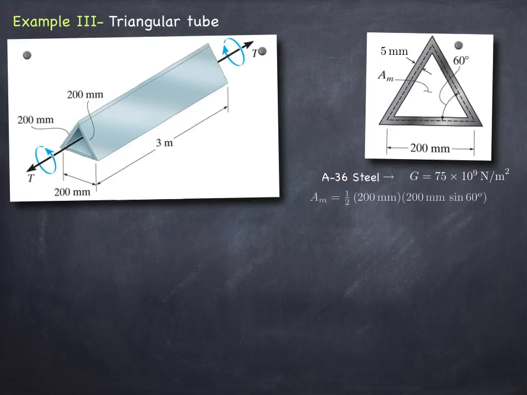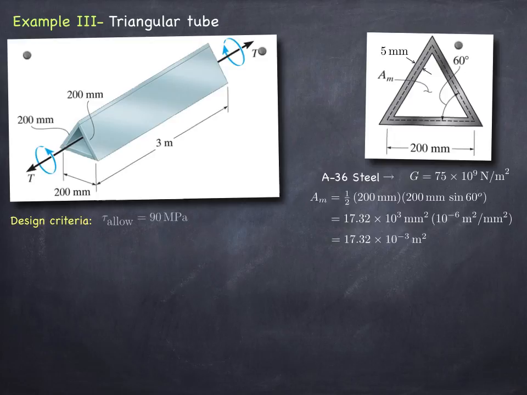We need to compute the median area, which is simple to do. It is simply 200 millimeters times sine of 60 degrees, that's the height of the triangle, times a half. That gives us an area of 17.32 times 10 to the minus 3 square meters. Let's assume now we have design criteria of allowable shear stress 90 megapascals and allowable tip twist of 2 times 10 to the minus 3 radians.